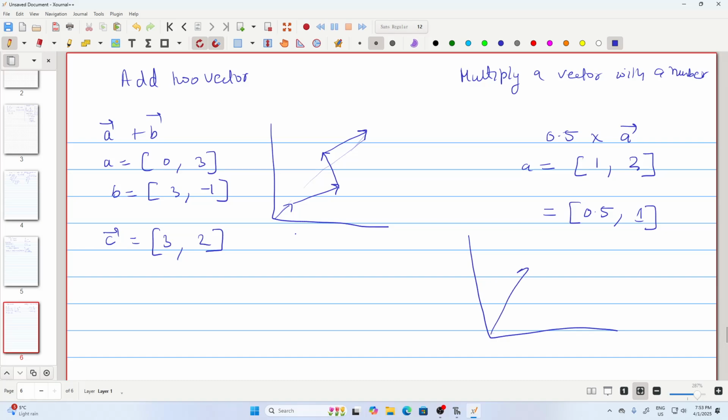If the original vector is this, and you multiply with half, the vector will basically go to half length. It will still point in the same direction, but it will shorten. That's what happens when you multiply with half. And if you multiply with 2, it will become twice the length. So that's the two operations we are doing.